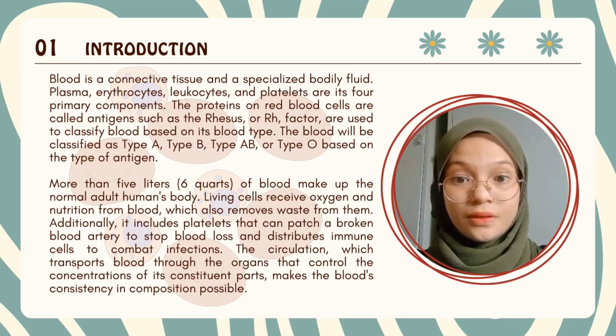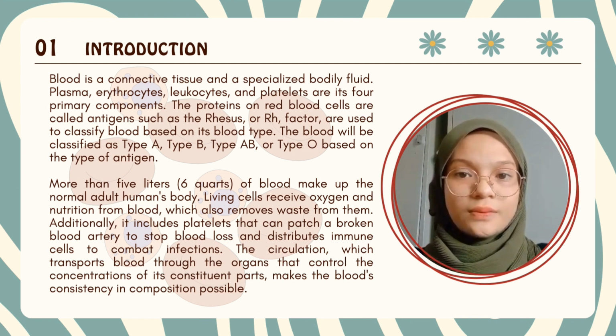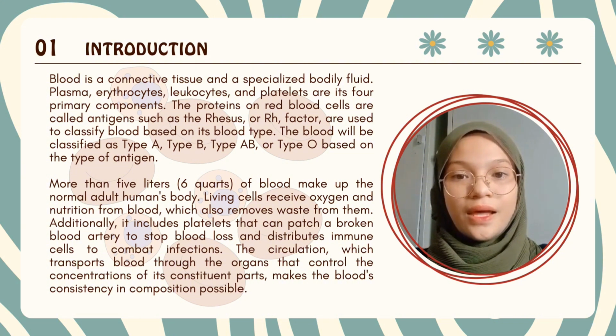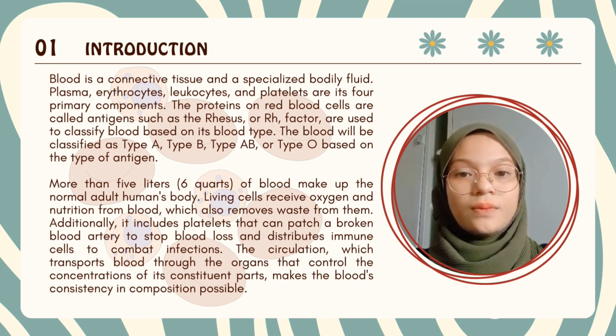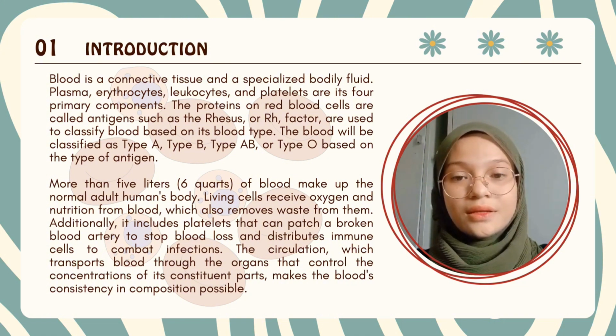Firstly, I will explain the introduction of blood. What is blood? Blood is a connective tissue and a specialized bodily fluid. Plasma, erythrocytes, leukocytes, and platelets are its four primary components. The proteins on red blood cells, called antigens, such as the rhesus or Rh factor, are used to classify blood by blood type. Blood is classified as type A, type B, type AB, or type O based on the type of antigen. More than 5 liters, 6 quarts of blood make up a normal adult human's body.